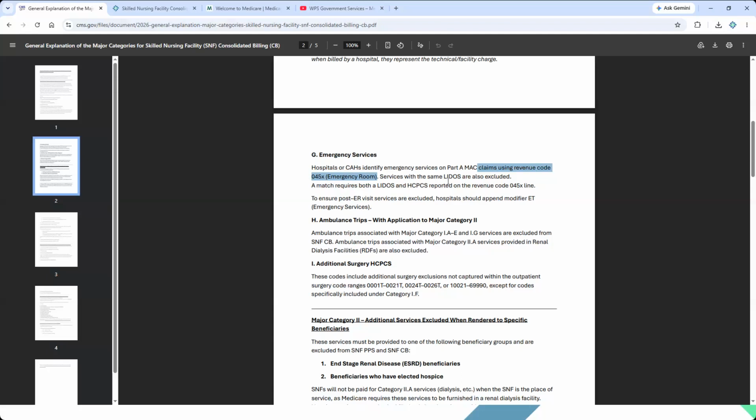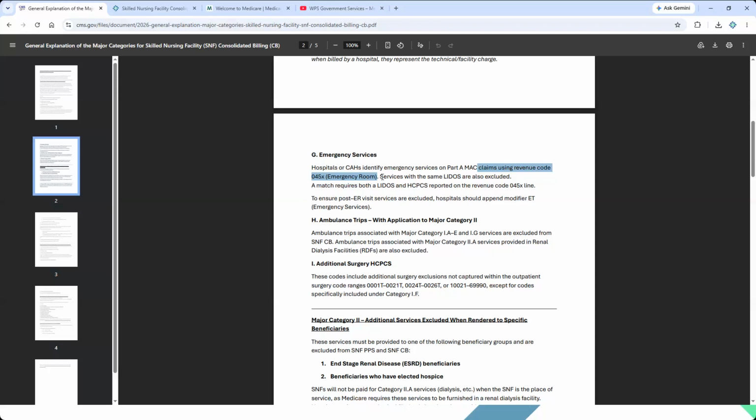If it is a post-ER service, you can see Medicare is very specific here that you do need to append modifier ET. So if you don't do these billing type things, or the facility doesn't, then you will not be paid. And I think that's the issue that's going on. I'm not sure which one because I don't have that information from the person, but the emergency room has to be first billed to us before we can stop the association.